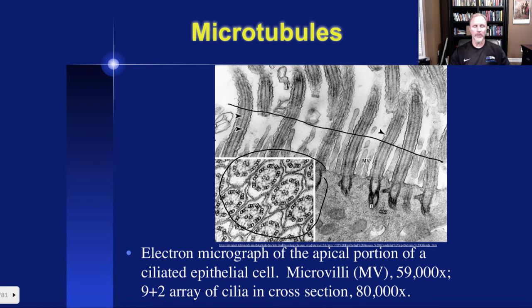And you can see again the 9x2 arrangement. You've got these 9 doublets all the way around the outside edge if you were to count them, and then you've got this central doublet in the middle. So there's your 9x2 arrangement in the cilia of this epithelial cell.